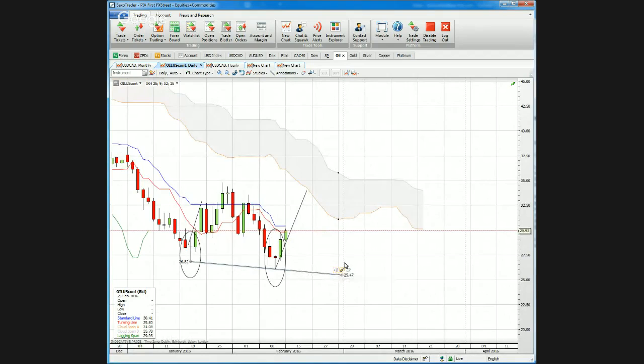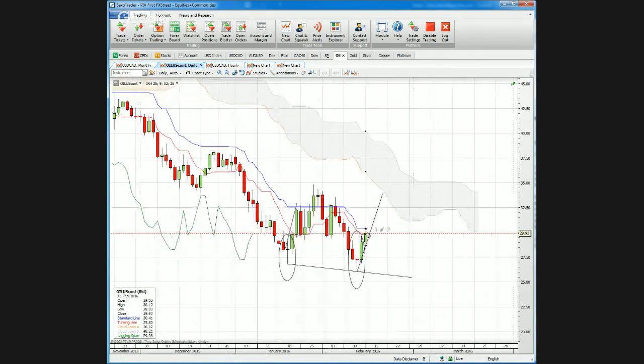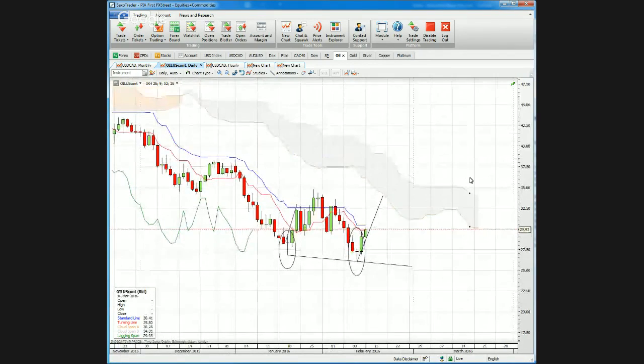Again, that'd be a 3-4 to 1 risk-reward strategy, so a good risk-reward strategy. And as I say, our medium-term bearish feeling in oil continues.